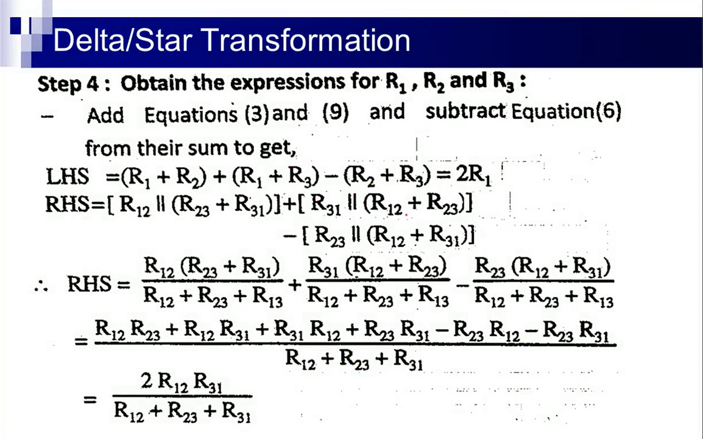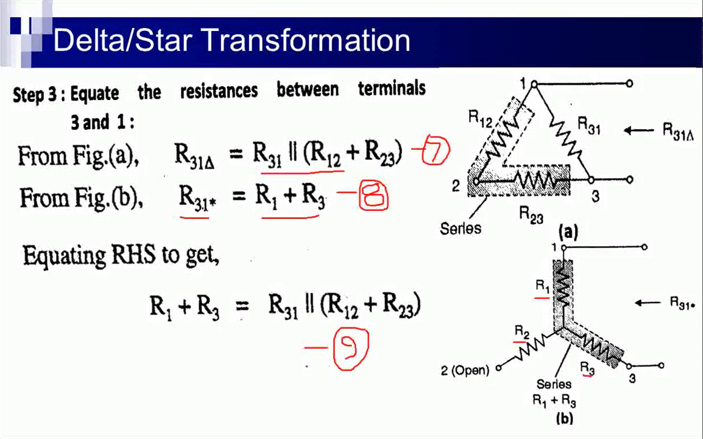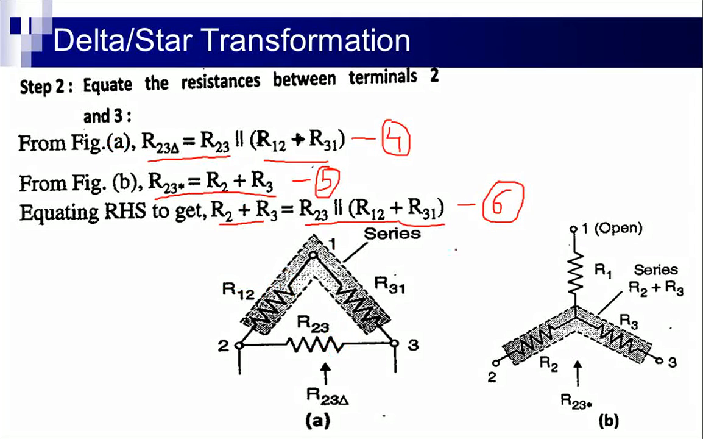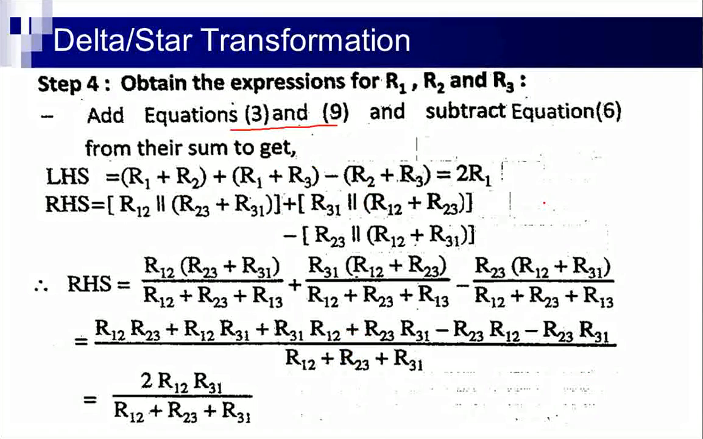So adding the equations 3 and 9 and subtracting the equation 6 from their sum. Now what do we have to do? Add equations 3 and 9. Means we have to add this equation and this equation and subtract equation number 6 from the addition of equation of 3 and 9.